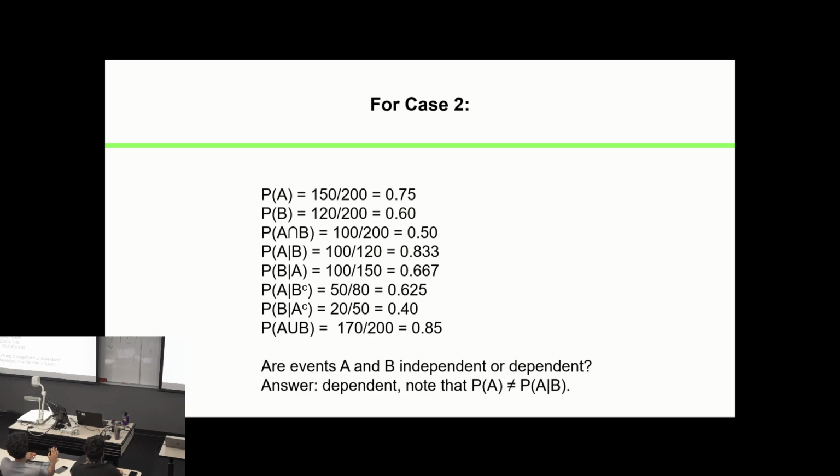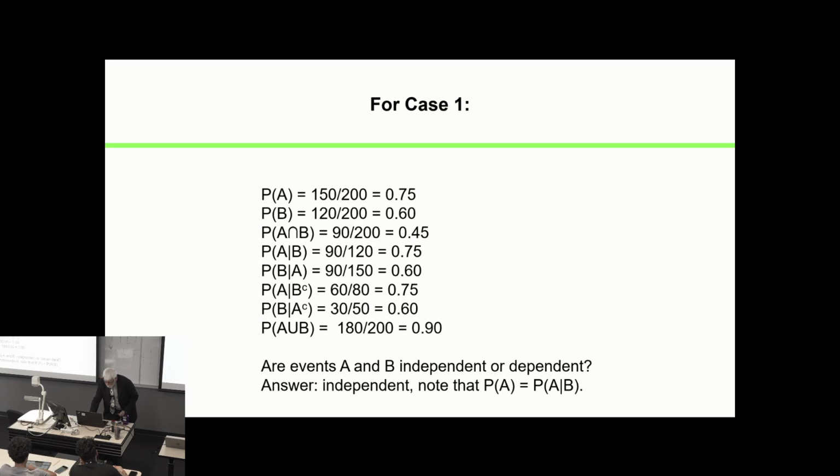And you could look at it similarly: is the probability of B equal to the probability of B given A? It is not. Similarly, it's not equal to the probability of B given A complement. Again, you revise your probability based on your information. Whereas when we did case 1, and I'll just come back to case 1 for a moment.